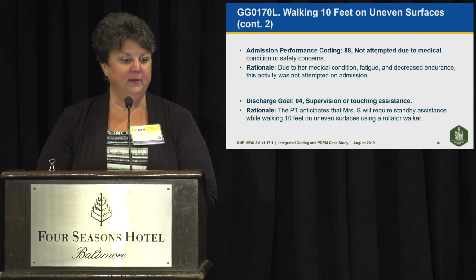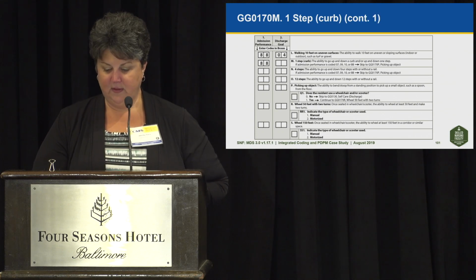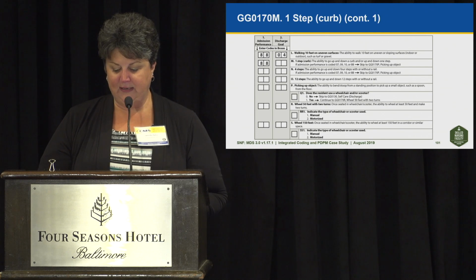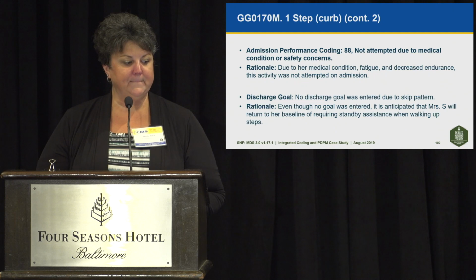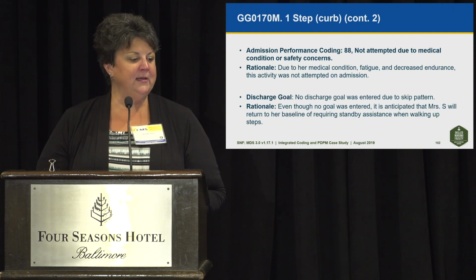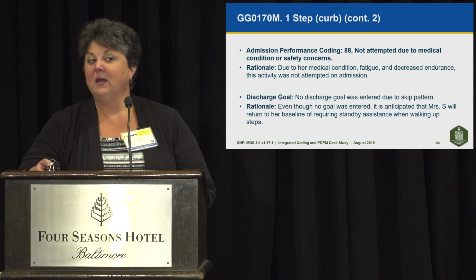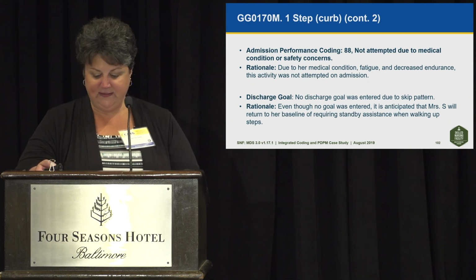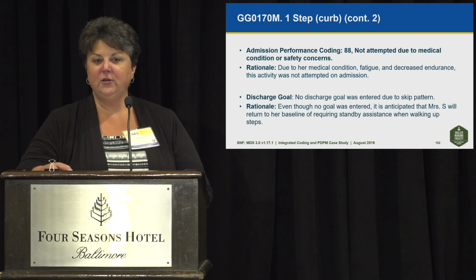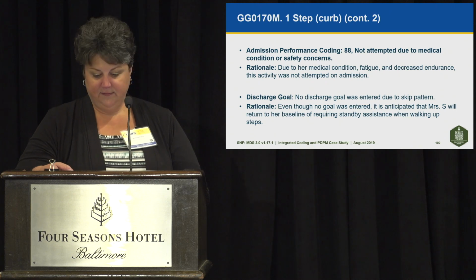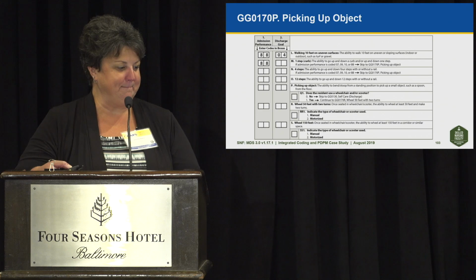And then a curb. I have 8-8. Then what happens when we code 8-8? What do we do then? So we code 8-8, not attempted due to medical condition. And then what happens? A skip pattern, right? We skip all the way to what? GG0170P. So we know if we can't attempt one, we can't attempt the rest of them, right?